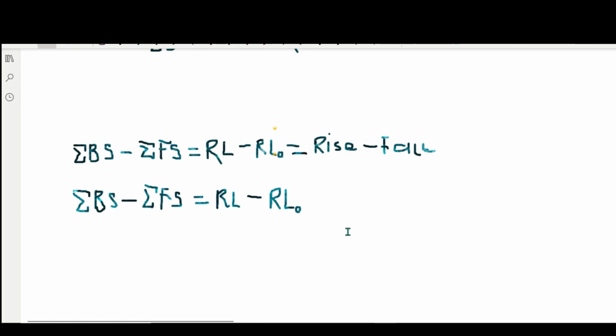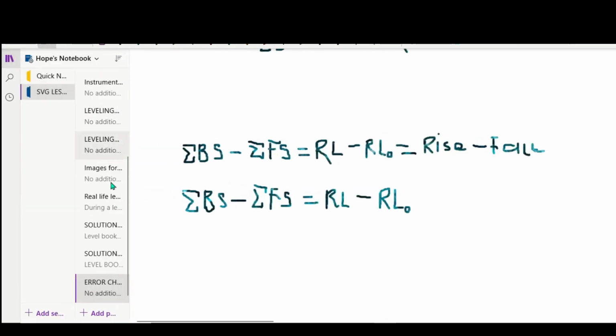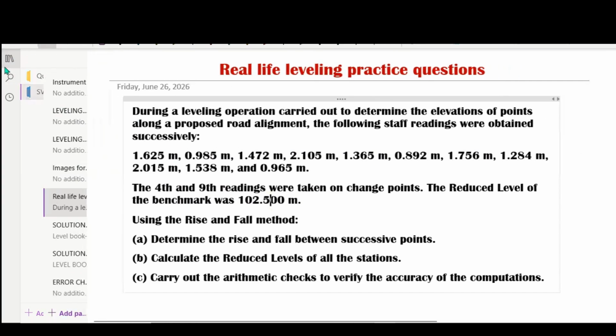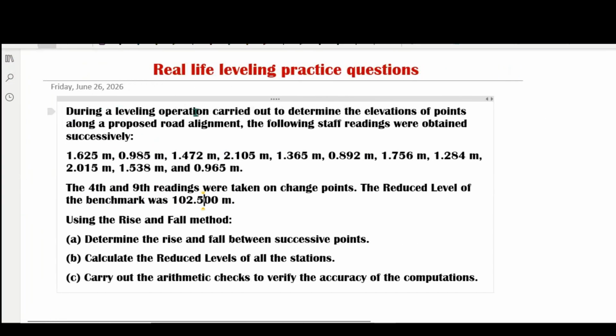All right, now let's get to a real life surveying question. Let's take this particular question here. During a leveling operation carried out to determine the elevation of points along a proposed road alignment, the following staff readings were obtained successively. These are the staff readings, there are about 11 of them here. The fourth and ninth readings were taken on change points.